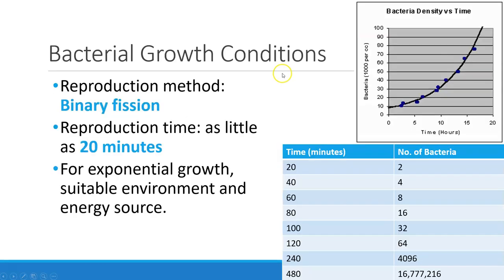So the bacterial growth conditions, and I've kind of already mentioned this with E. coli and Salmonella, the process is binary fission because bacteria are prokaryotes. The reproduction time is as little as 20 minutes, and you can have exponential growth over a number of hours if left in a suitable environment. So I'll be writing this down: bacterial growth conditions, binary fission, as little as 20 minutes, and needs a suitable environment. But you're probably wondering, what is a suitable environment?